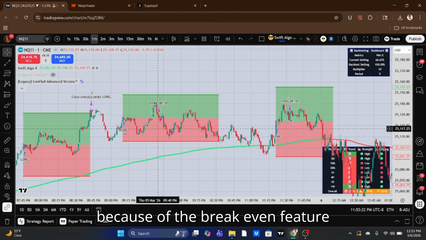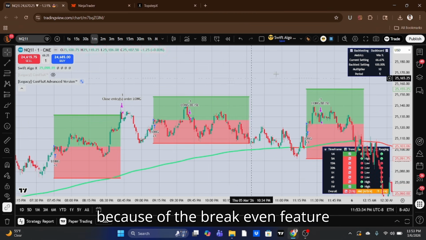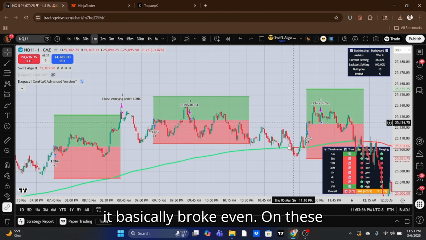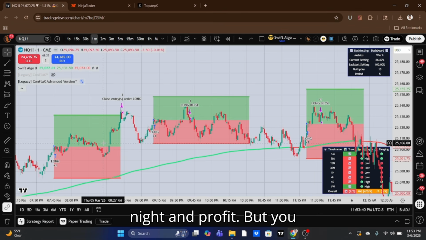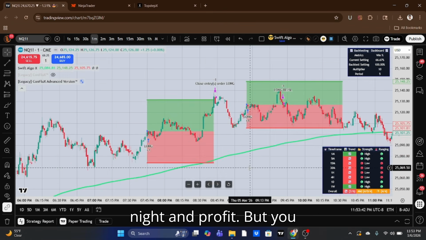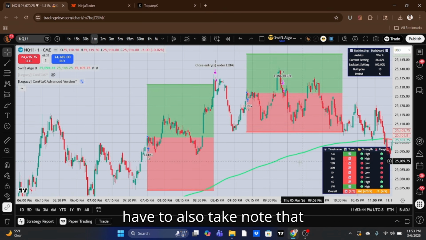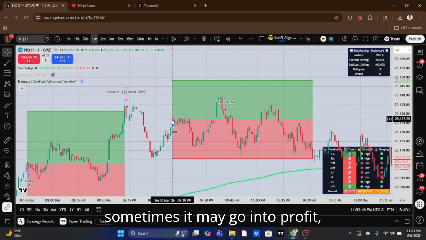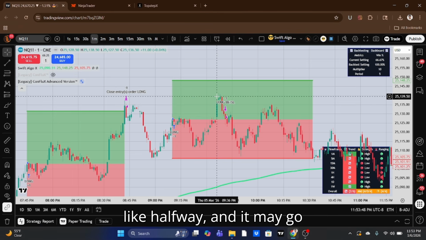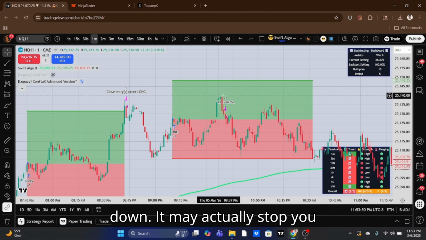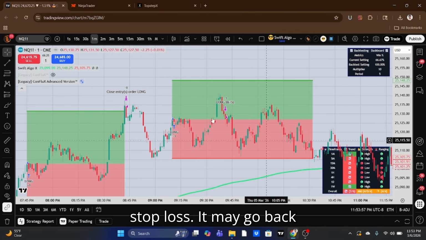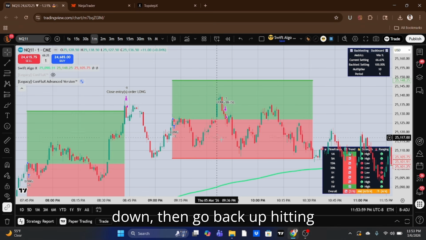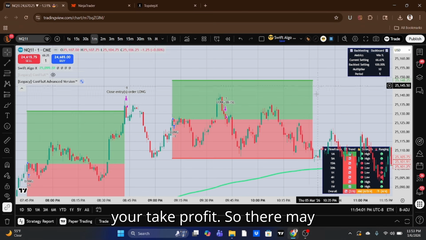But because of the break even feature, it basically broke even on these two trades. So I basically ended the night in profit. But you have to also take note that sometimes it may go into profit halfway, and it may go down and stop you out, but it doesn't actually hit stop loss. It may go back down, then go back up, hitting your take profit.